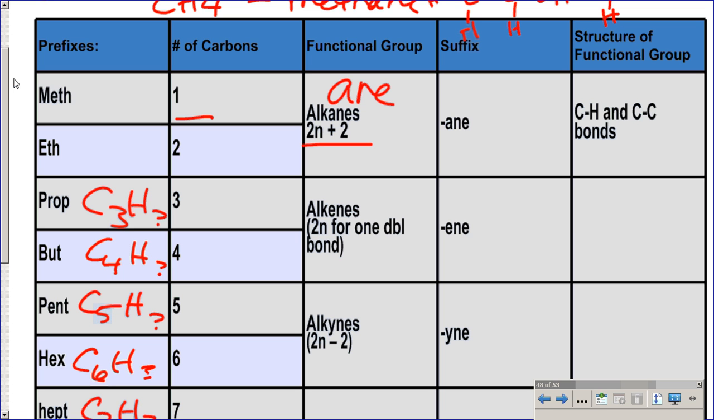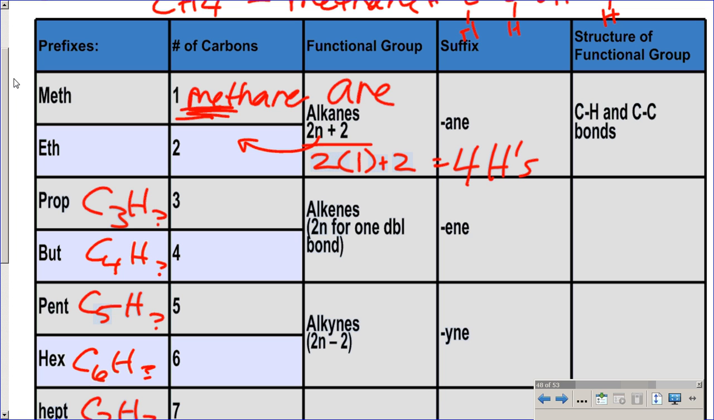If there's something different. So the way you remember it is, if it says ane at the end, you take your N number, whatever number of carbons you have, multiply by 2 plus 2. So if I say methane, what's my number for carbon? Meth, 1. So I take 2 times 1, plus 2. How many H's do I have? 2 plus 2, 4. I have 4 H's in methane.